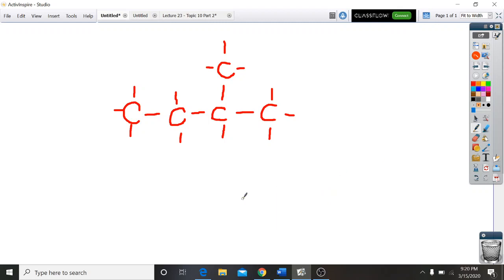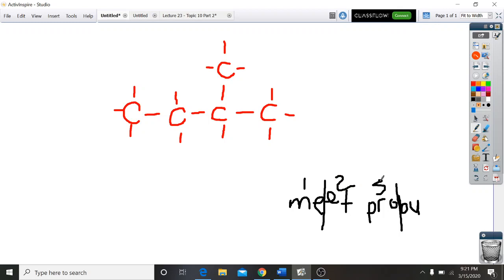And if you remember from class, I wrote "meet probu." This helped us remember the first 4 basic alkanes. Please just bear with me with this writing aspect here, okay? So I went like this, and this was methane, ethane, propane, and butane. And we have 1 carbon, 2 carbons, 3 and 4 carbons.